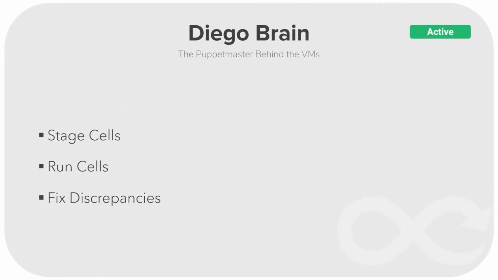We now reach the Diego brain. The Diego brain is a part of the Diego architecture, and it is responsible for staging and deploying Diego cells. It is also responsible for compensating for discrepancies between the desired LRP and the actual LRP values by starting or stopping cells.